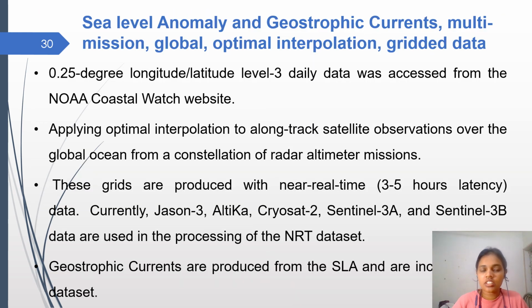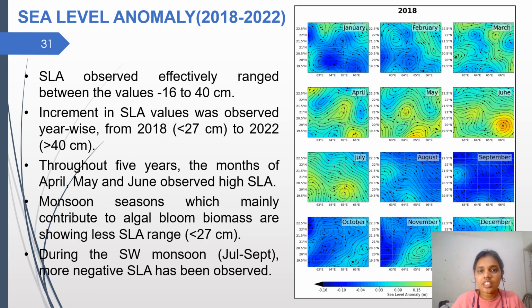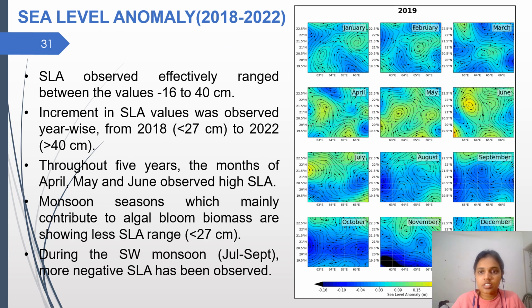So the next parameter considered was sea level anomaly. We have taken it from the Nova Costello website at 0.25 degree grid. We used level 3 daily data and we have made it into a monthly composite and proceeded with the analysis. And these are the sea level monthly analysis plots.